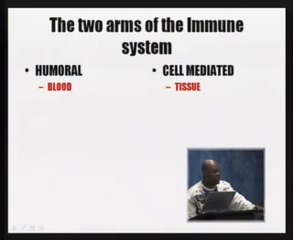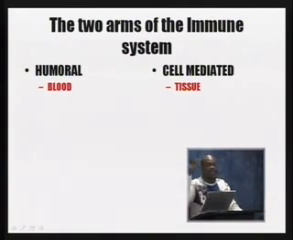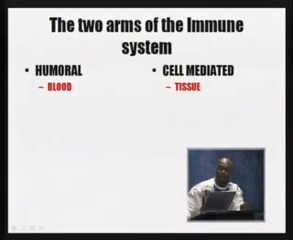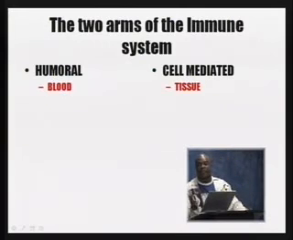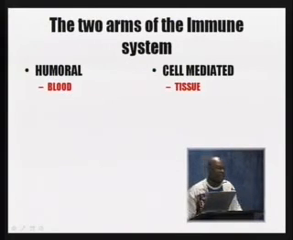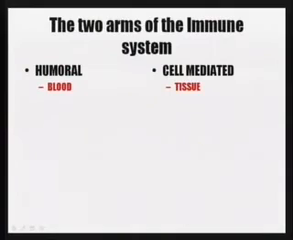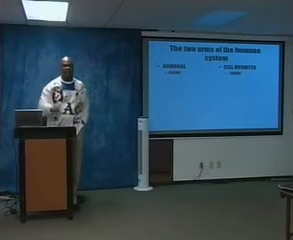No problem. Because I got to break it down like this. Ready, Kimberly? There's 2 arms to the immune system. One arm is humoral, that patrols your blood. One arm is called cell-mediated, that patrols the tissues. That means if you want to know who's stimulating your humoral immune system, where are you going to look?